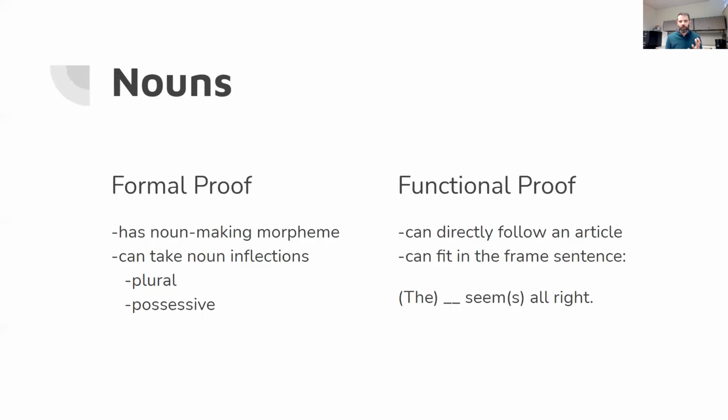The functional proofs are that it can be followed by an article. So a, an, the. If it can immediately be followed by that without any modifiers, then it might be a noun. And if it can fit this example sentence: The noun seems all right. So let's look at some examples.